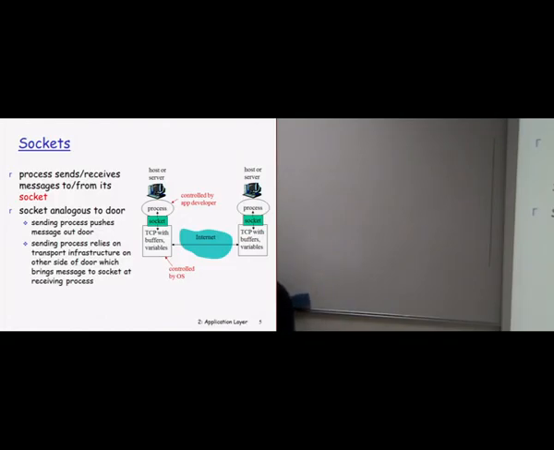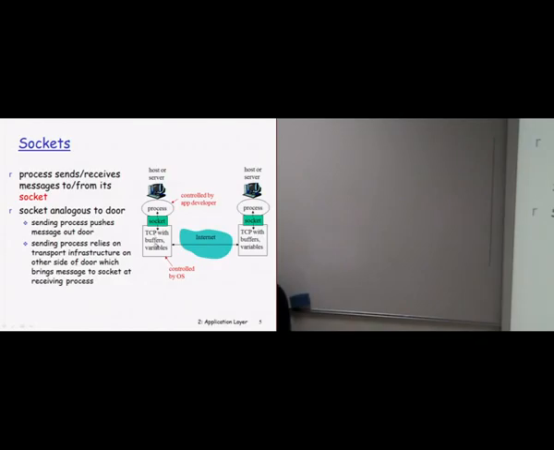The sending process pushes the message out from that door. For example, if this process is a host or server process running on that computer, it pushes a message through this socket into the TCP buffer, so that it can be further transported by the network, sent to the network layer, and routed over the network. The sending process relies on the transport infrastructure, because that process is running on the transport layer.